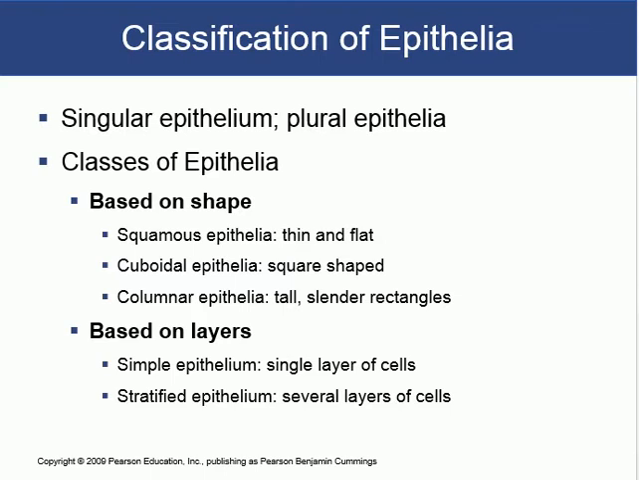Number one, what does it look like? The cells, the outermost cells. Does it look like this? Flat, squamous cells? You call it squamous. Does it look like a cube? You call it cuboidal. Does it look like a column? You call it columnar.